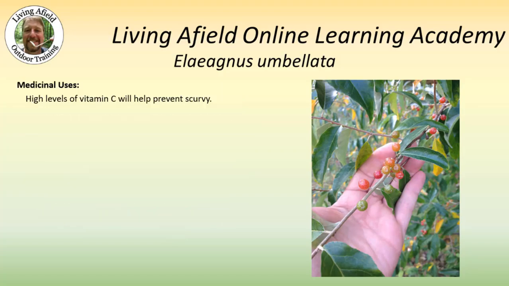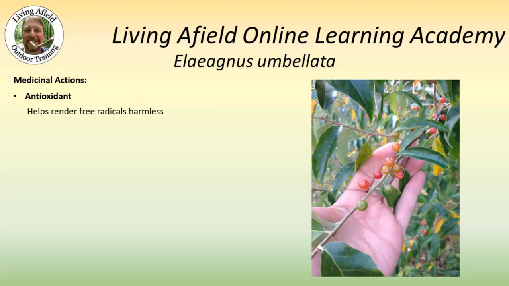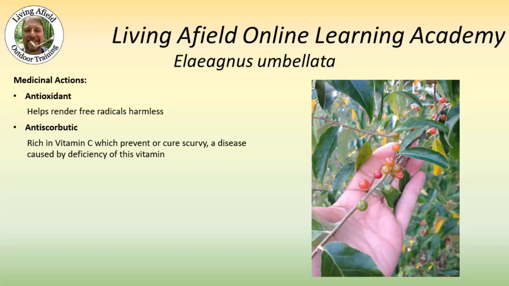The medicinal uses from this plant stem from the fact that it's high in antioxidants and it is also high in vitamin C. This vitamin C will help prevent or reverse the disease scurvy. Again, it is an antioxidant. That just means that it tends to render free radicals harmless to your body. It stops oxidation and the killing of your cells. It is an antiscorbutic. That just means that it is high in vitamin C and it prevents or cures scurvy.